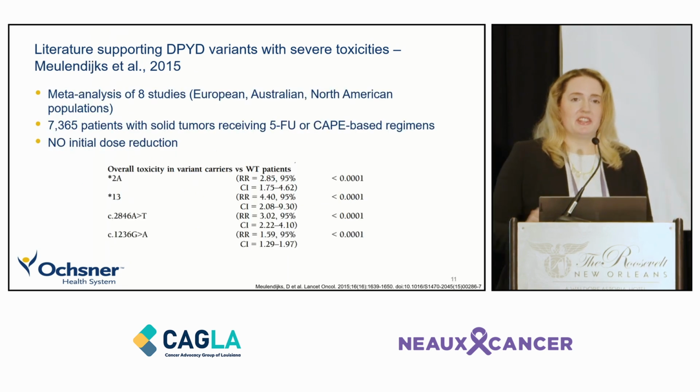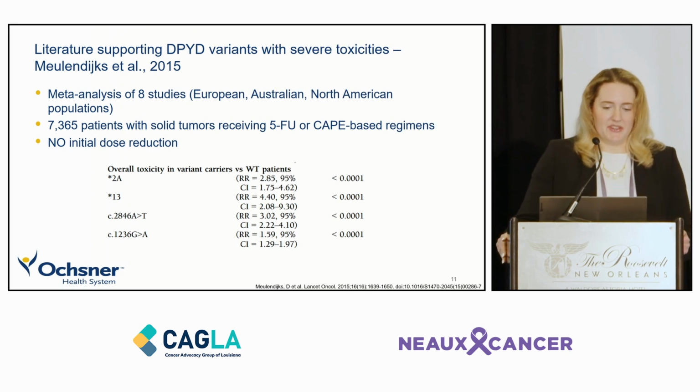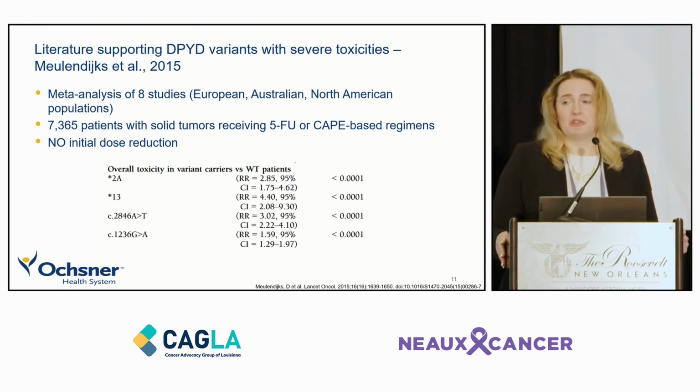So this last study really talking about the toxicities associated with DPD variants is another meta-analysis, and really what this one is adding to our body of literature is that now, instead of only looking at 2 variants, we're including 2 more of those variants that we discussed in the beginning. And as we can see across the board, again, there is a statistically significant, clinically significant increased risk of developing severe toxicities when patients carry these variants and they're not dose reduced.